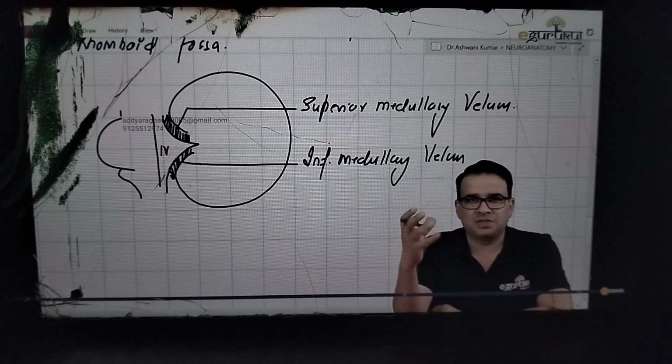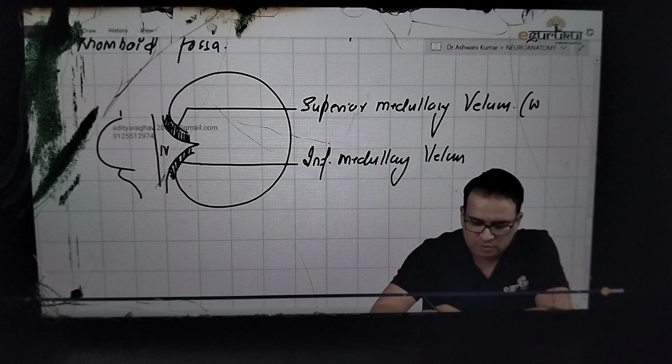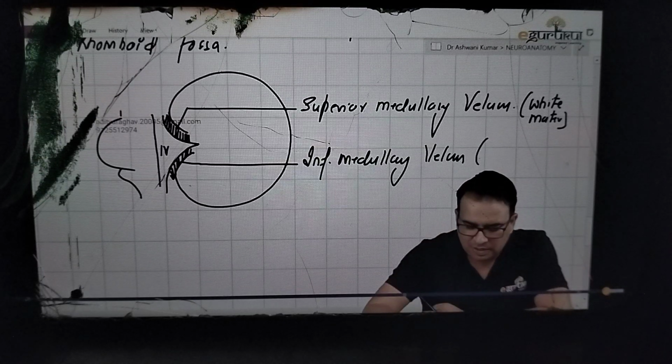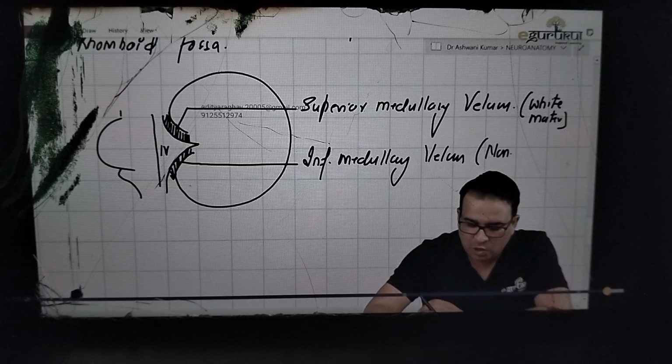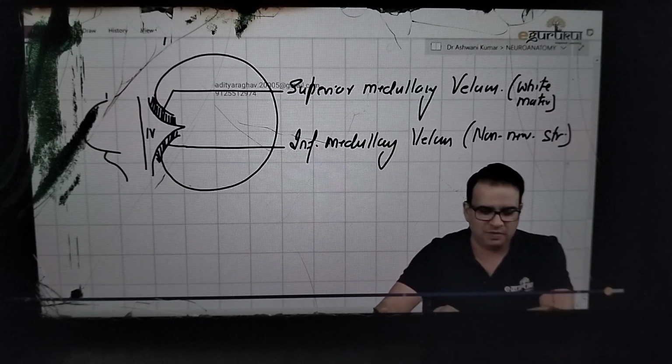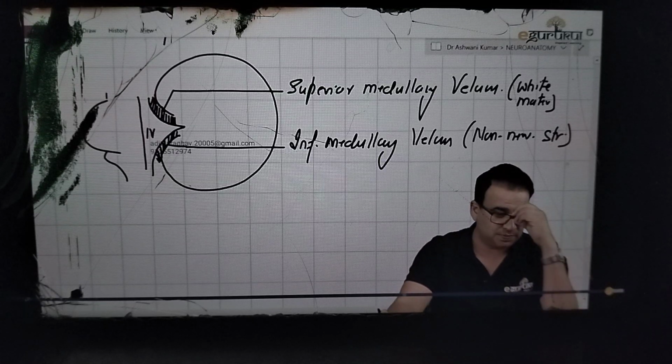Superior medullary velum is a nervous structure. It is made up of white matter only, basically axons. But the inferior medullary velum has an extension of pia mater, so it is a non-nervous structure. Superior medullary velum is a nervous structure, and inferior medullary velum is a non-nervous structure.